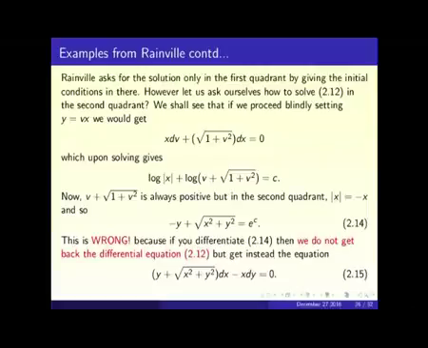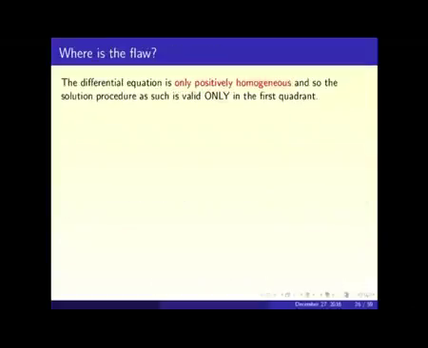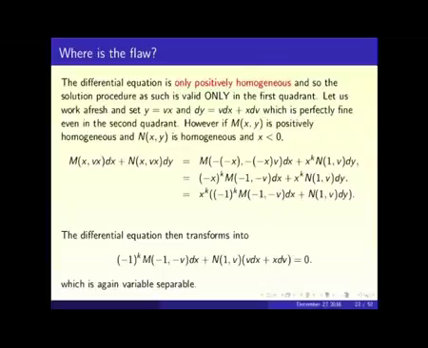So now let's ask ourselves, where is the flaw? The differential equation is only positively homogeneous. I already told you that. And so the solution procedure as such is valid only in the first quadrant. Let us now do the whole calculation afresh. Let us not believe in the theory that we have developed. Let us rederive the whole thing carefully.